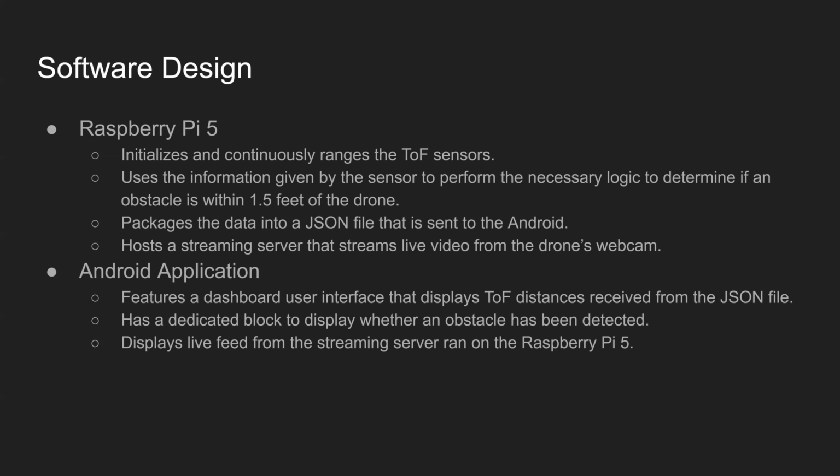The second script that was run on the Raspberry Pi 5 was a streaming server that was hosted that basically streams live video from the Raspberry Pi and the webcam attached to it. This is later used for the Android application. The Android application features a simple dashboard that basically displays all the TOF distances that were retrieved from the JSON file. It also has a dedicated block at the very top to display whether an obstacle has been detected or not within a 1.5 feet distance. And finally, it also has another dedicated block that provides a live stream of the webcam that is put on the Raspberry Pi 5 and the drone.